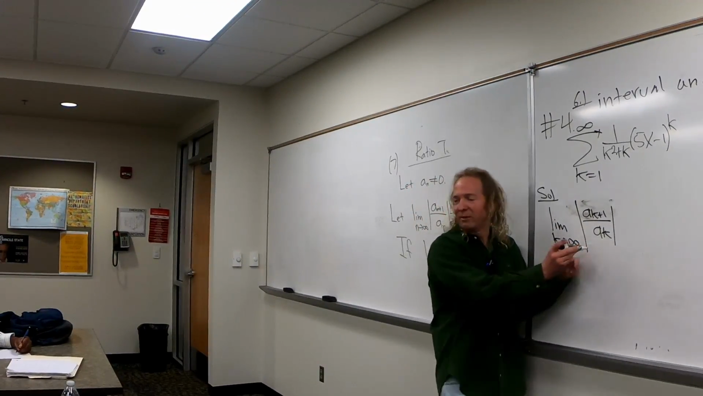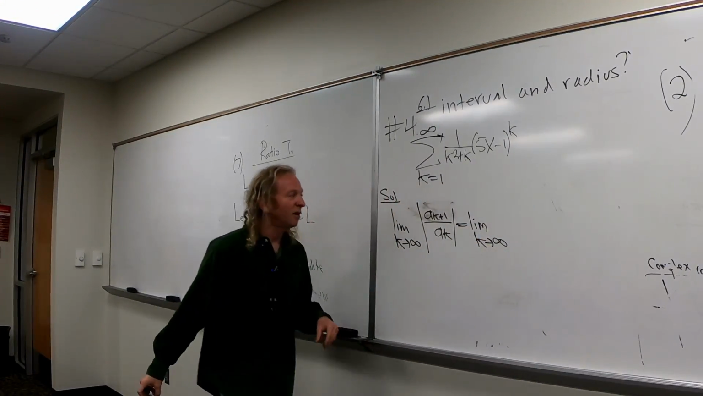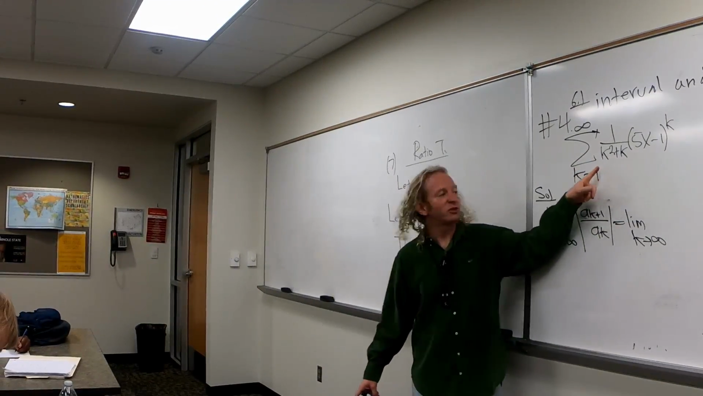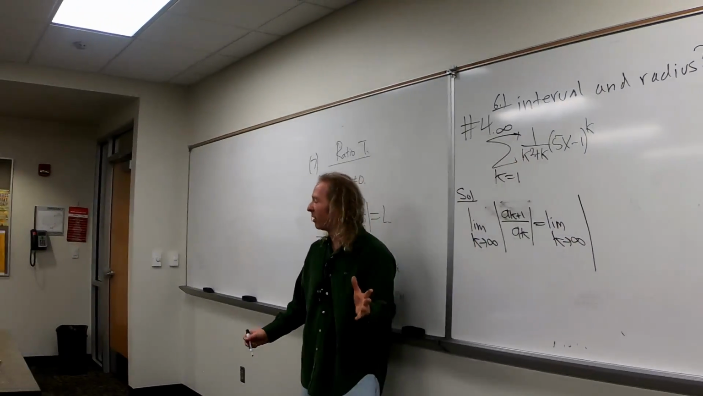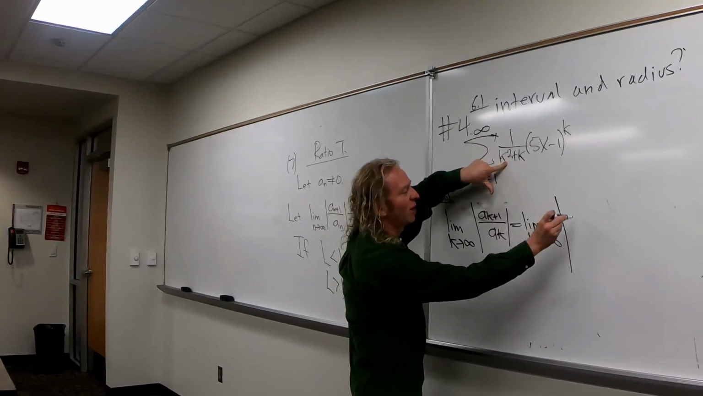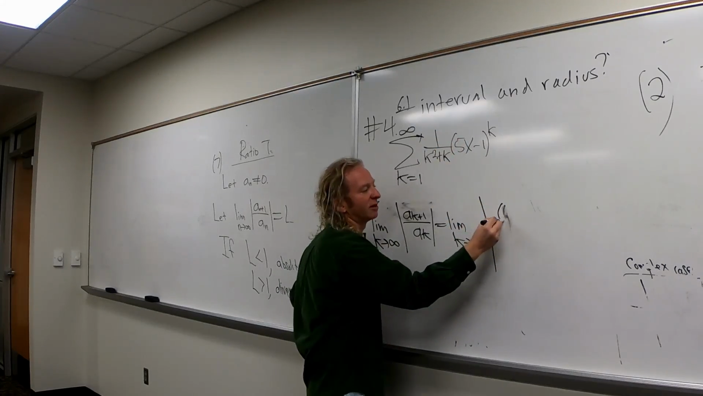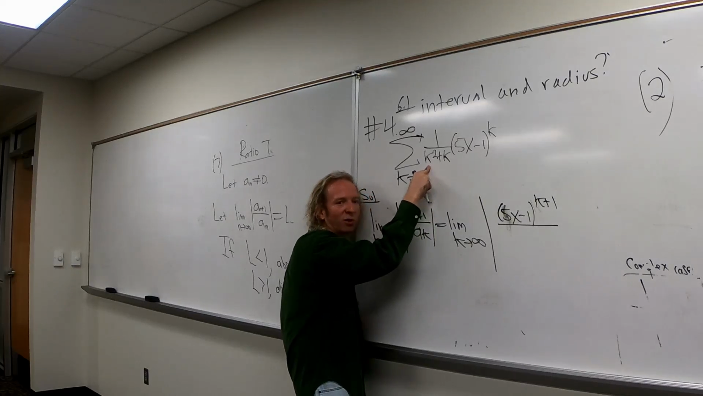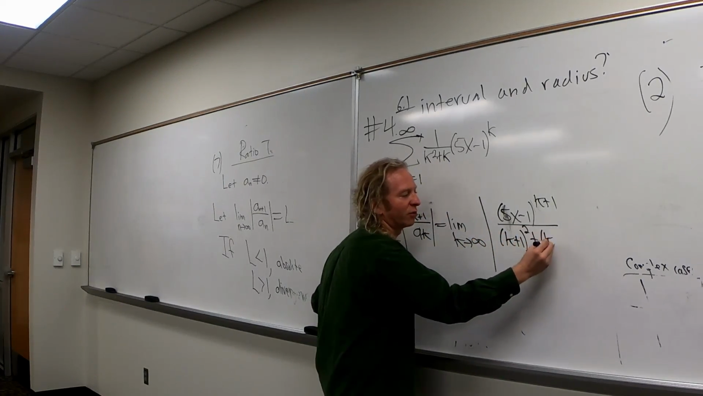So this is equal to the limit as k goes to infinity. This means you replace all of the k's with k plus 1s. I'm going to leave the absolute value there, because we have an x and we can't drop it, since you don't know if x is positive or negative. So I'll plug in k plus 1s: 5x minus 1 to the k plus 1 over k plus 1 squared plus k plus 1.